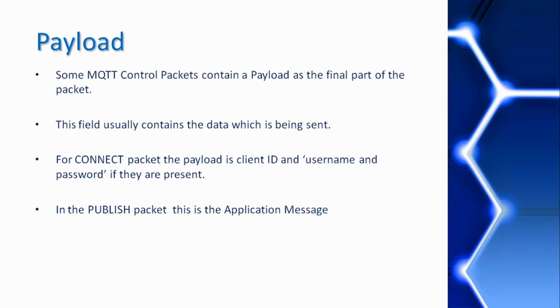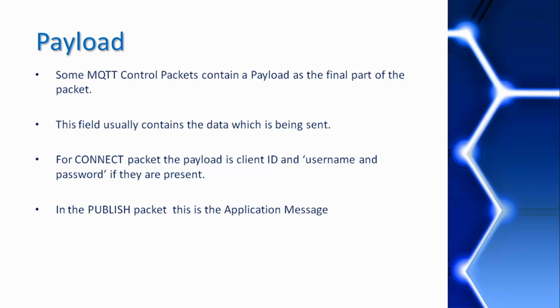Now let's see some important points about the payload. Some MQTT control packets contain a payload as the final part of the packet. The payload field usually contains the data which is being sent. This is the message content. For example, for the connect packet, the payload is the client ID, username and password. In the publish packet, the payload is just the message.